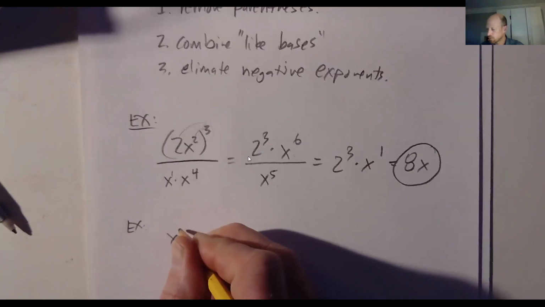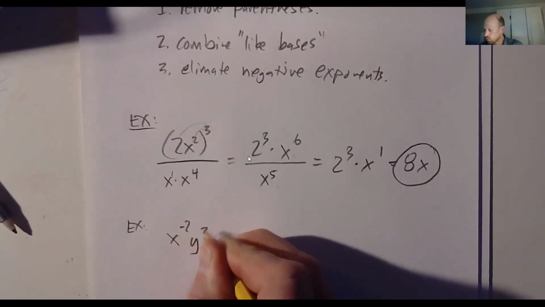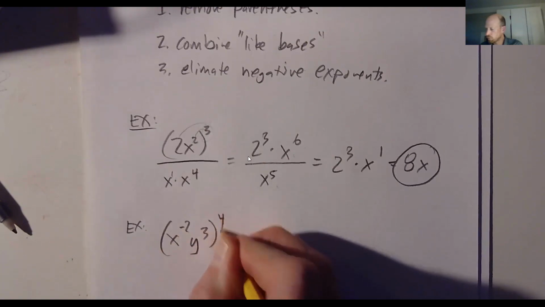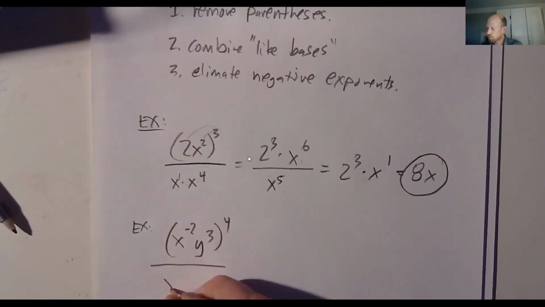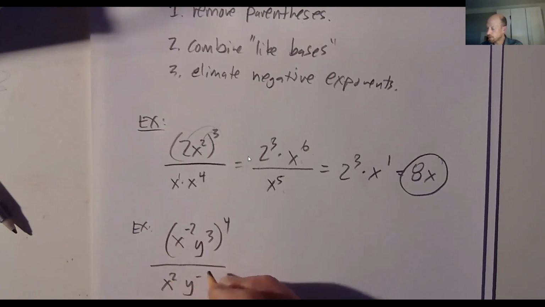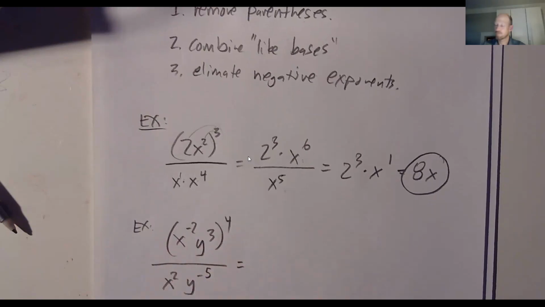Let's try x to the minus 2, y to the 3rd, to the 4th, over x squared, y to the minus 5. So the negative exponents, I'm not going to worry about those till the very end. I'm just going to continue on. I have to keep track that it's a negative number, but I can do all of my same rules.